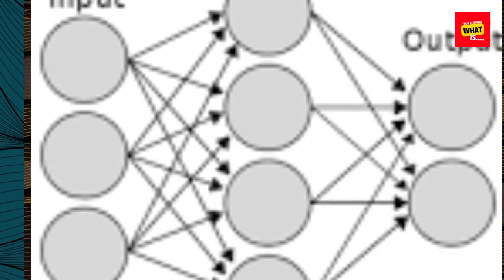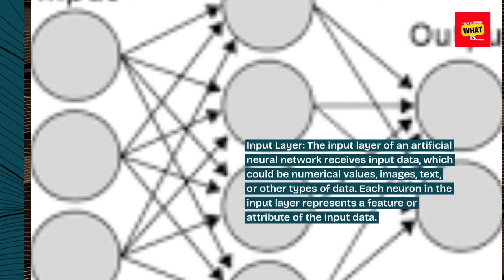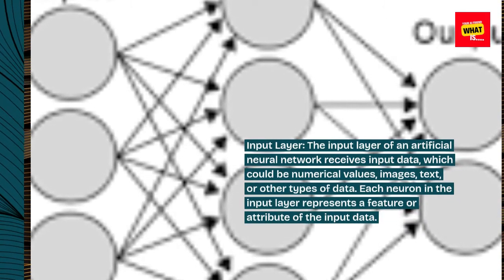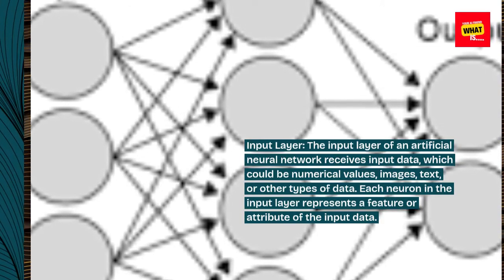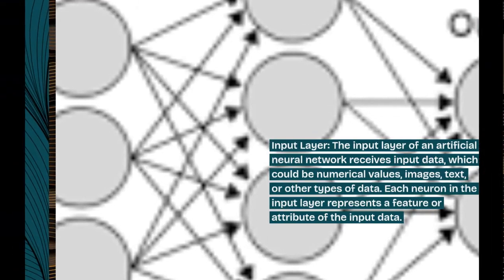Input layer. The input layer of an artificial neural network receives input data, which could be numerical values, images, text, or other types of data. Each neuron in the input layer represents a feature or attribute of the input data.